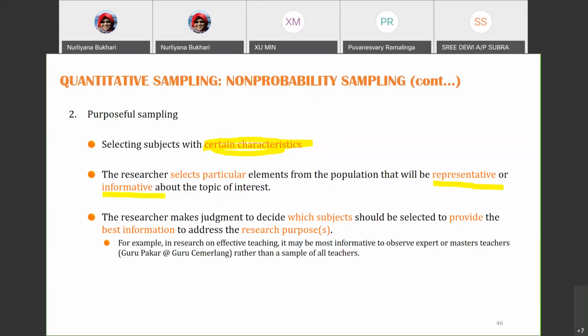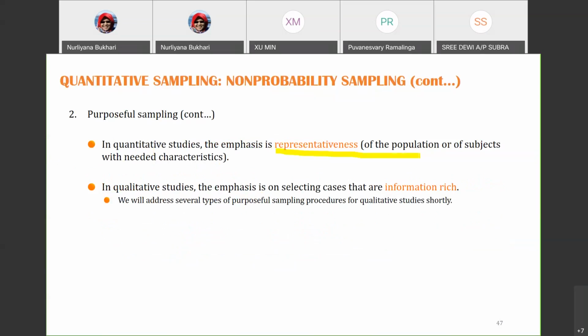They can answer the question, they have the characteristics, come join my research. Please be a respondent. The researcher makes judgment to decide which subjects should be selected to provide the best information. Here, guru pakar, guru cemerlang, in research of effective teaching. If you see my Google Doc, that's what I use, but I use that for interview, purposeful, which is okay too, because you go to Guru Cemerlang, you purposefully select the list of them, and then from that you take randomly, but you are interviewing them. It's okay. And at some point, most of the time in qualitative, we also use purposeful sampling a lot.